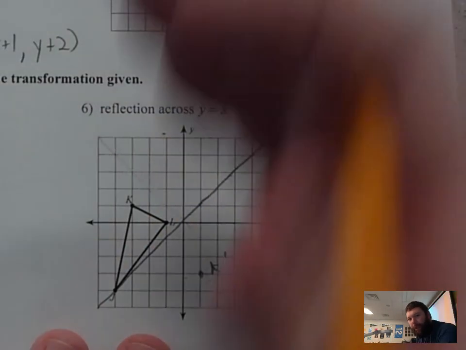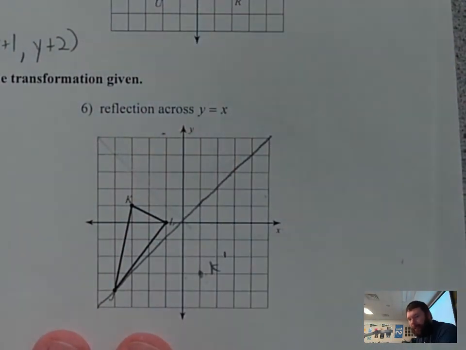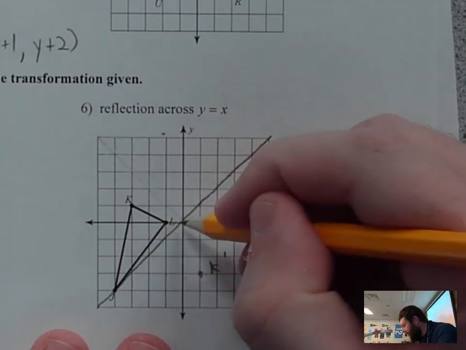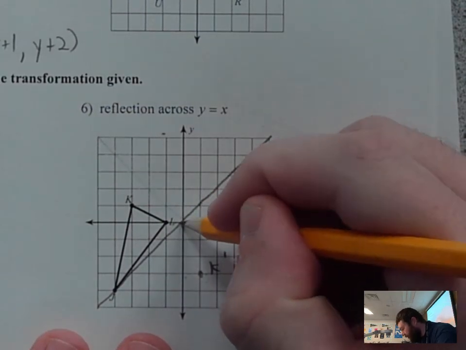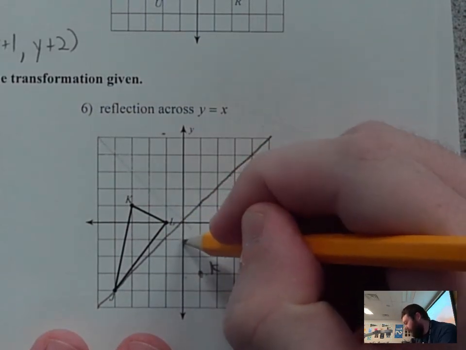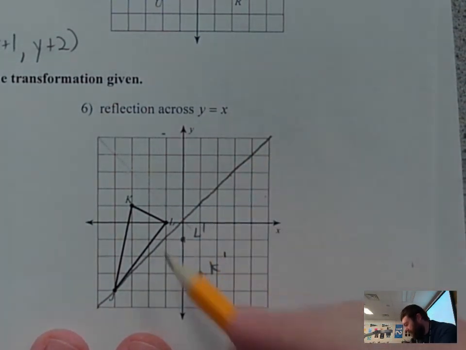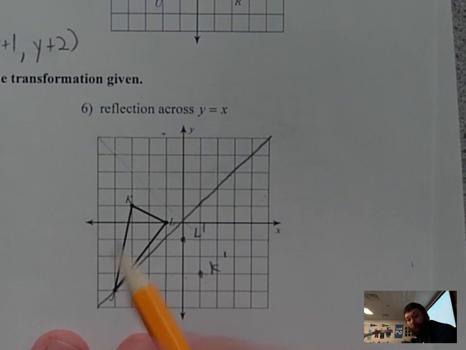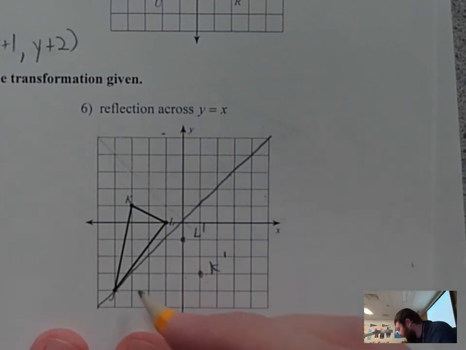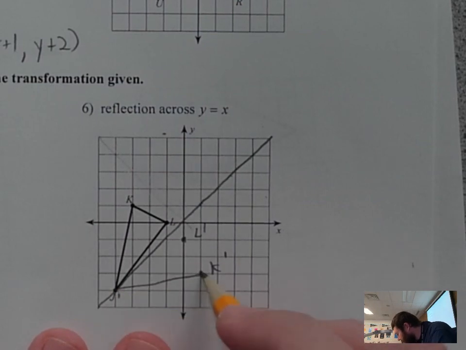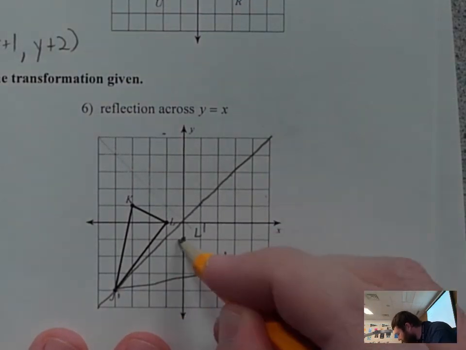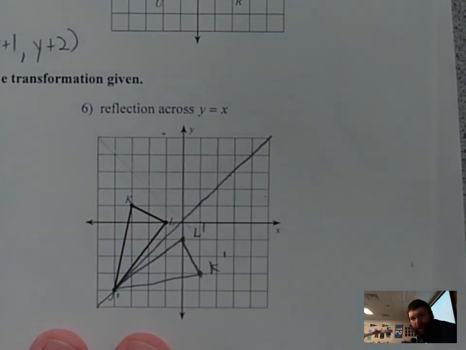So you just flip horizontal, vertical once you get to the line. So this L is, if I go horizontally, it's 1 spot to it, and then I'd have to go vertically 1 spot away from it. There's L prime, which again is about where it is. J is actually on the line of reflection, so it stays on the line. So J and J prime are the same thing. And there is your flipped triangle over a diagonal line.